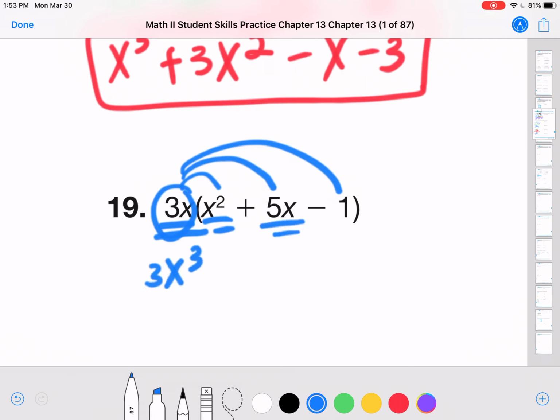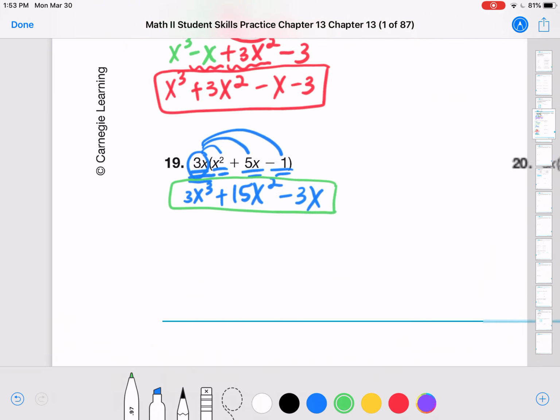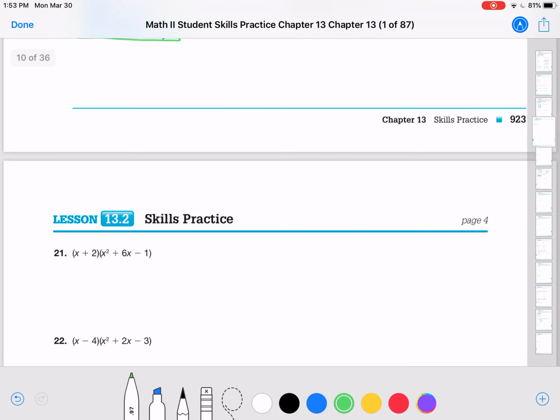3x times 5x is going to be 15x squared, because I have 2 x's. And then 3x times negative 1 is going to be negative 3x. I cannot combine anything. It's already in standard form, so this is my answer. Okay, let's try a couple more.